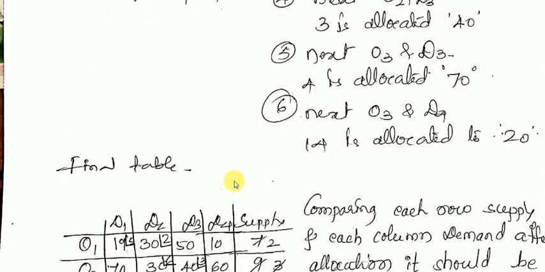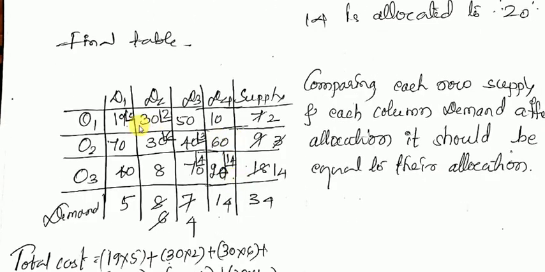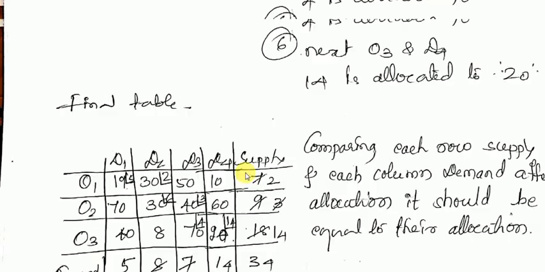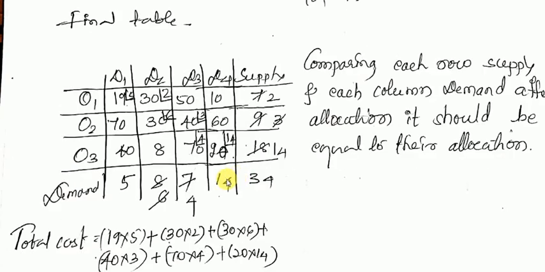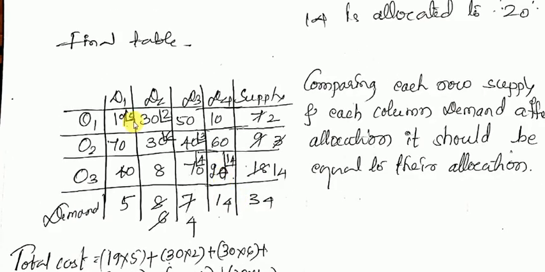So after this, the final table you can write. Whatever allocation we had, that we have to write. Right. Now in this table, 5 plus 2 is equal to 7. 6 plus 3 is equal to 9. 4 plus 14 is equal to 18. 5, 5. 2 plus 6, 8. 3 plus 4, 7. 14, 14.